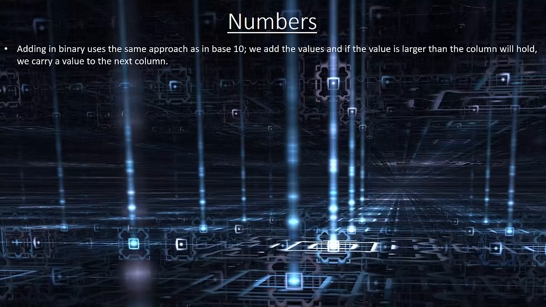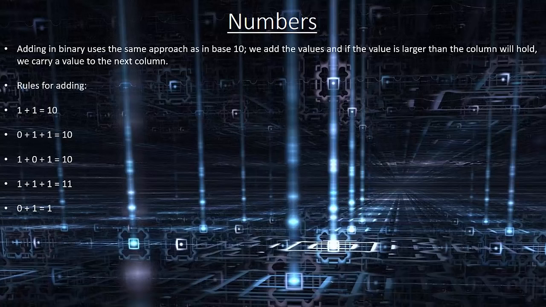Adding in binary uses the same approach as in base 10. We add the values, and if the value is larger than the column will hold, we carry a value to the next column. Rules for adding are 1 plus 1 equals 10, 0 plus 1 plus 1 equals 10, 1 plus 0 plus 1 equals 10, 1 plus 1 plus 1 equals 11, and 0 plus 1 equals 1.